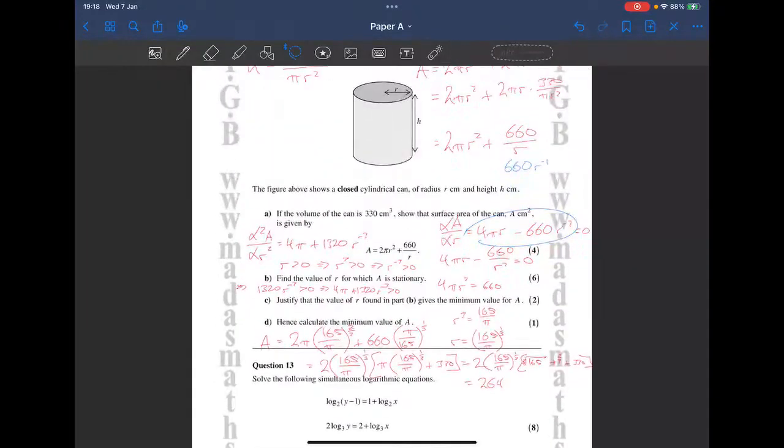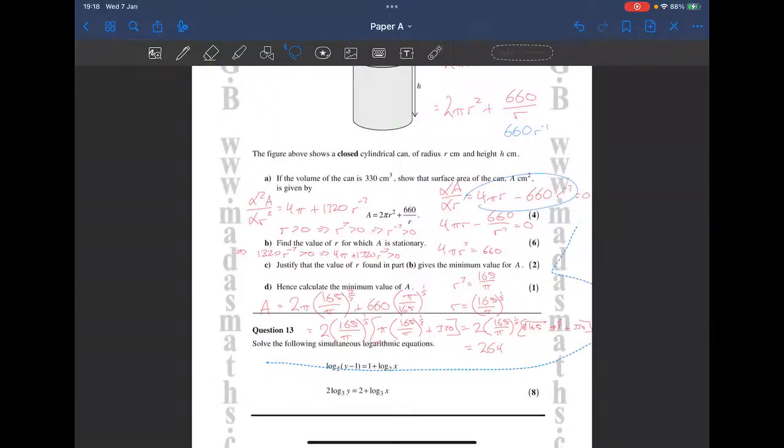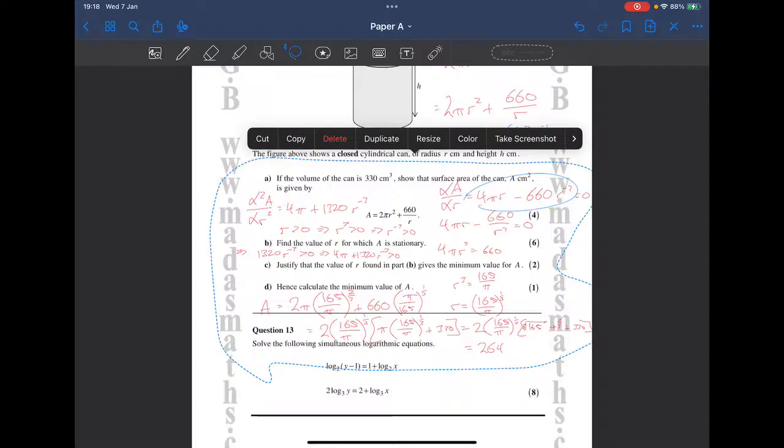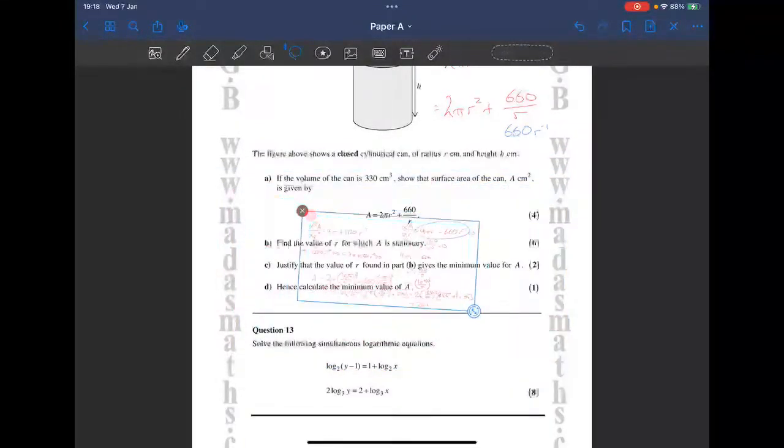So good, that's number 12 all done. Let me again just move this out the way a little bit so we've got some more space for the question below.